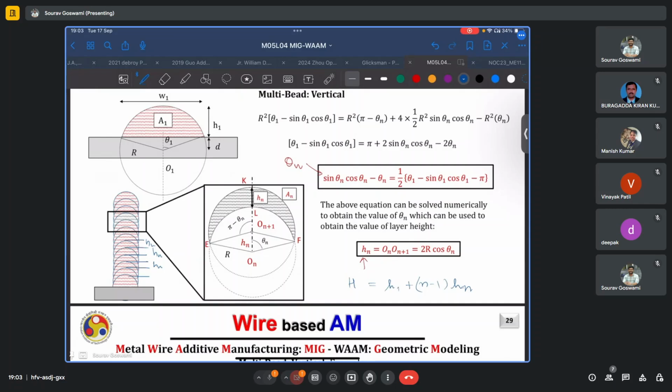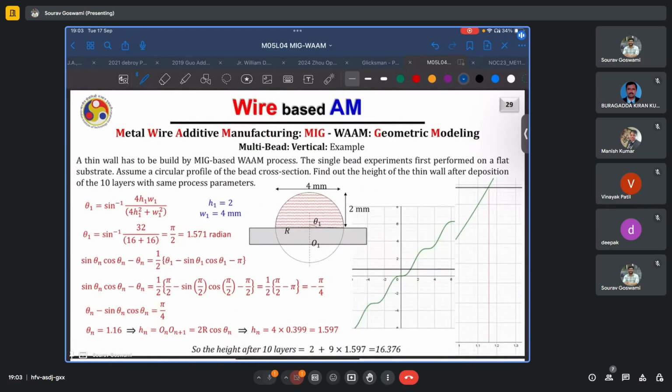Now this hn, curiously, is simply equal to the distance between the two centers. So it is simply equal to twice half of this distance, which as we remember is r cos theta n. So hn is simply twice r cos theta n, and once it is available, we can calculate the height of the final part.